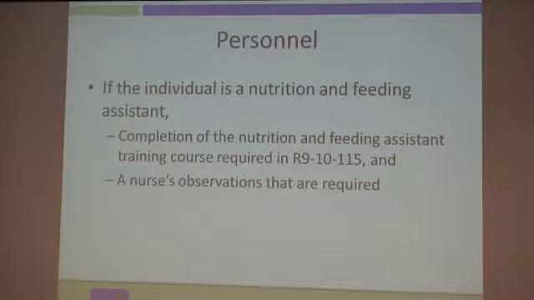You will learn if you read about the nutritional and feeding assistants, part of the training is that the nurse watches them, observes them initially, and then every 3 months. So that would also have to be in that member's personnel record.